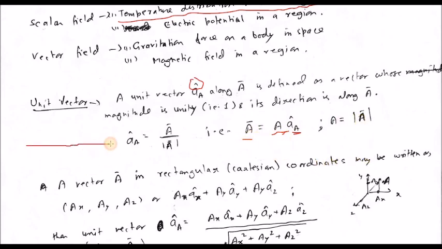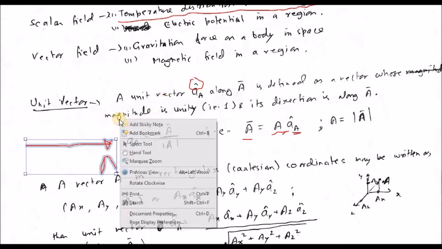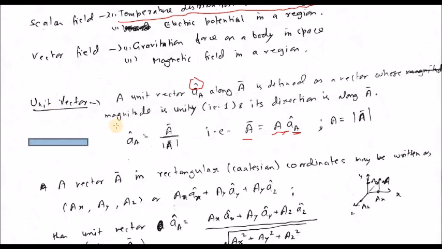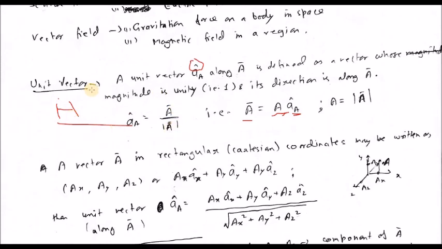And you can say, suppose this is your vector A. Then the unit vector will be something like this, which has a magnitude of 1.